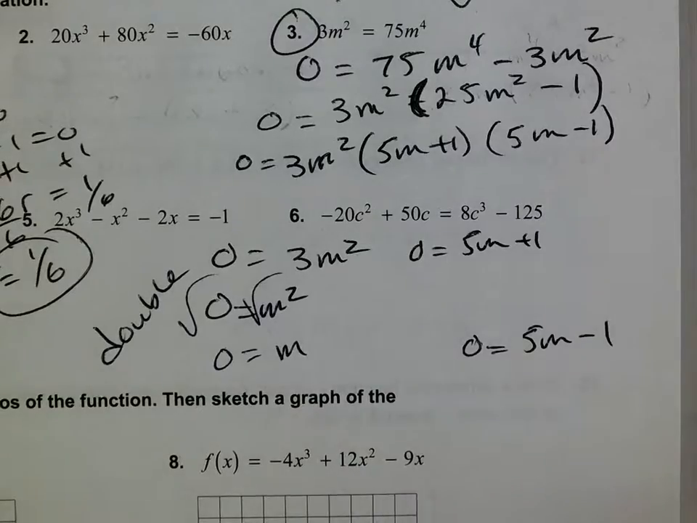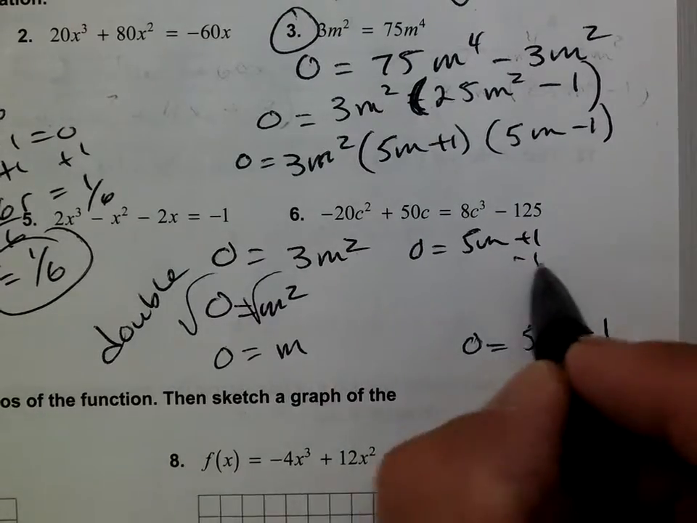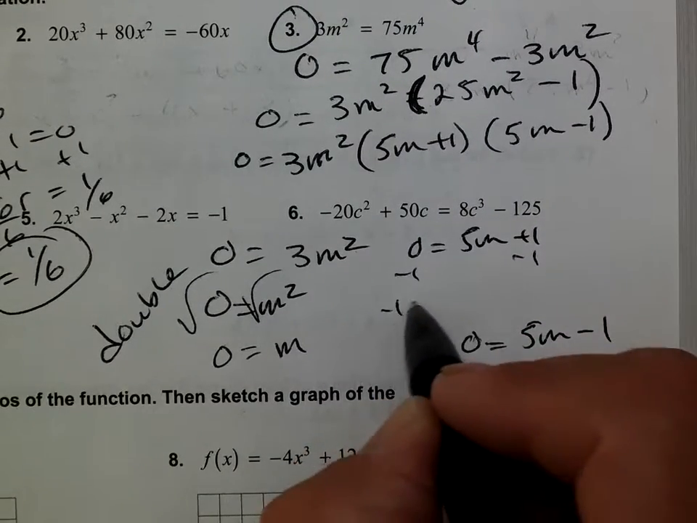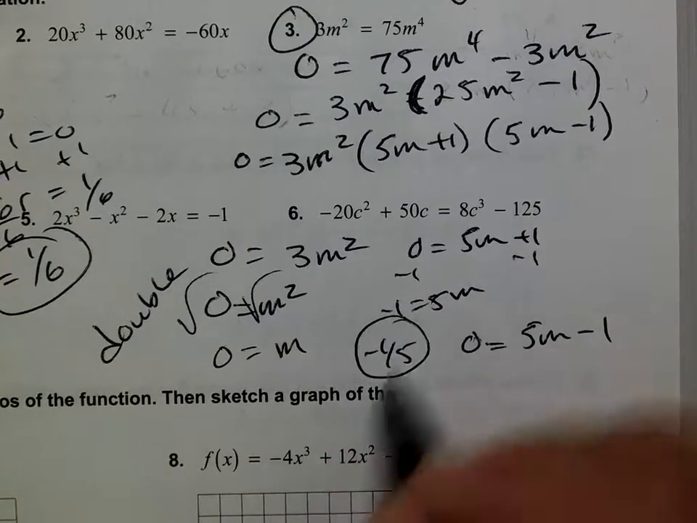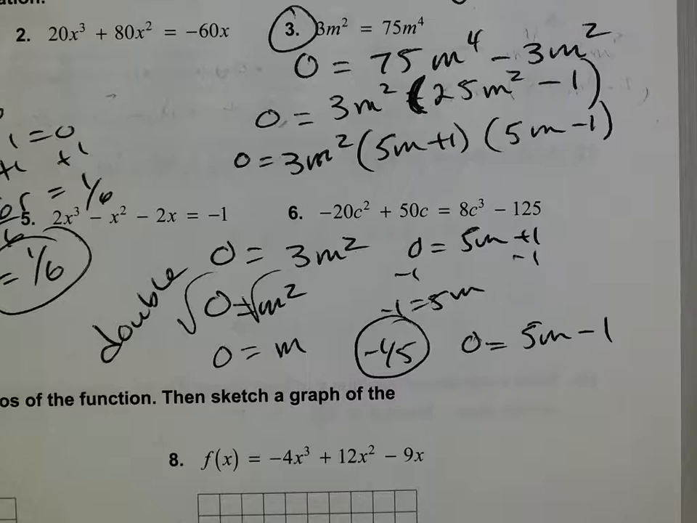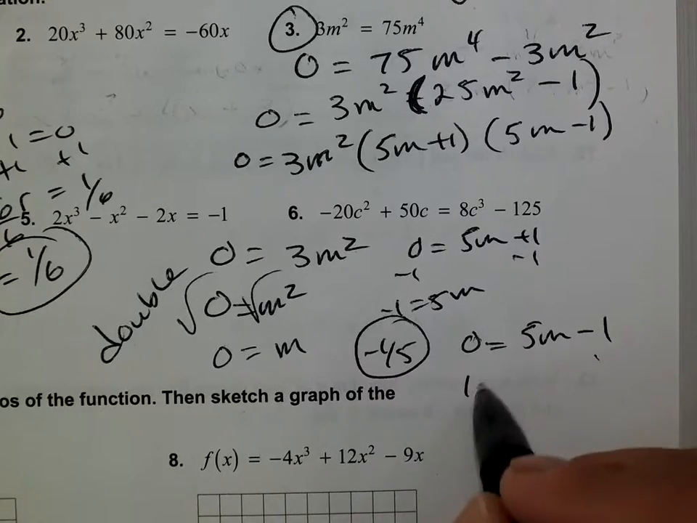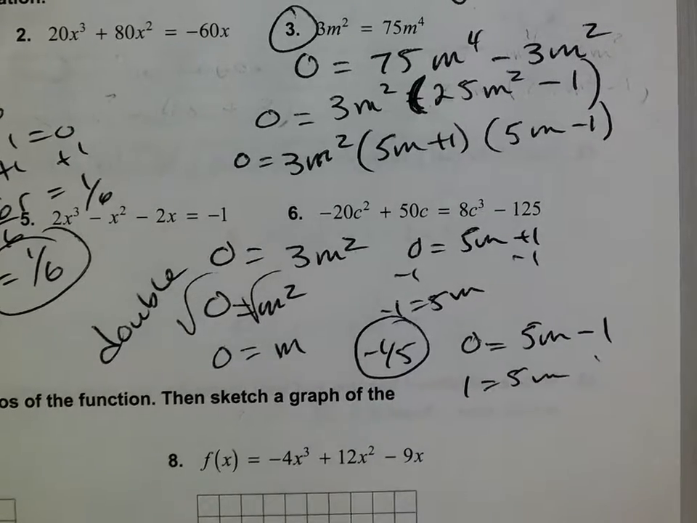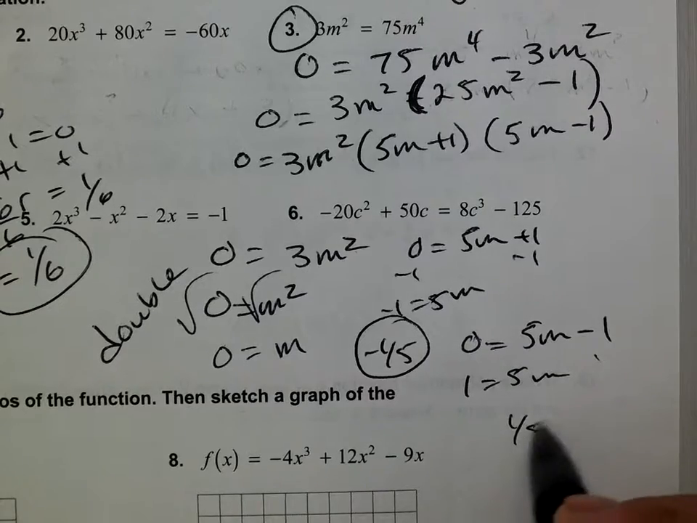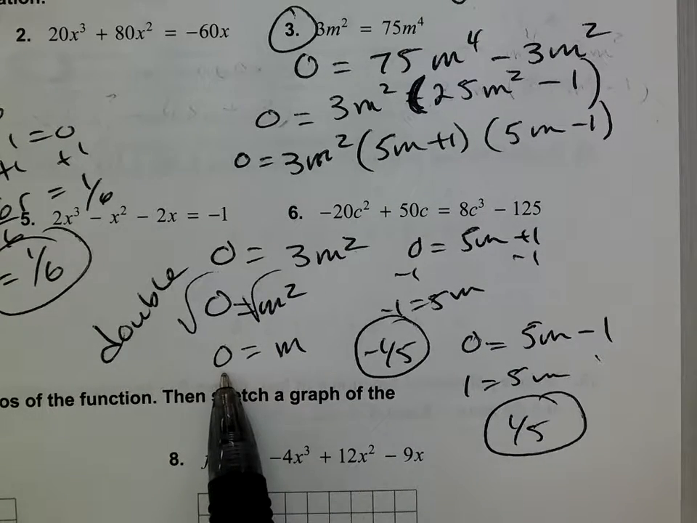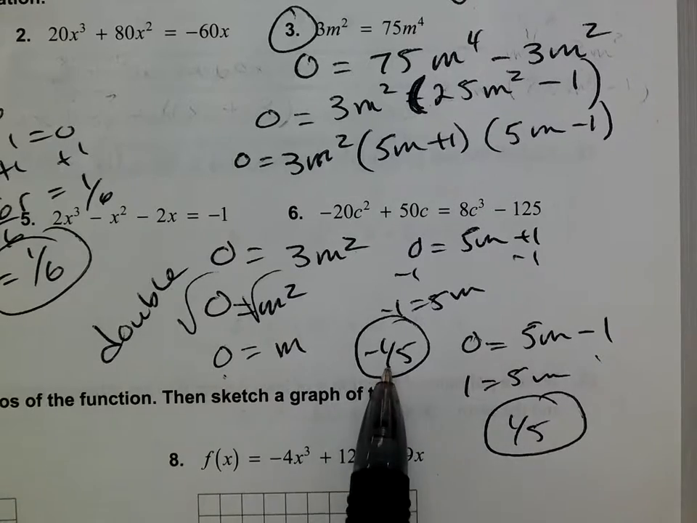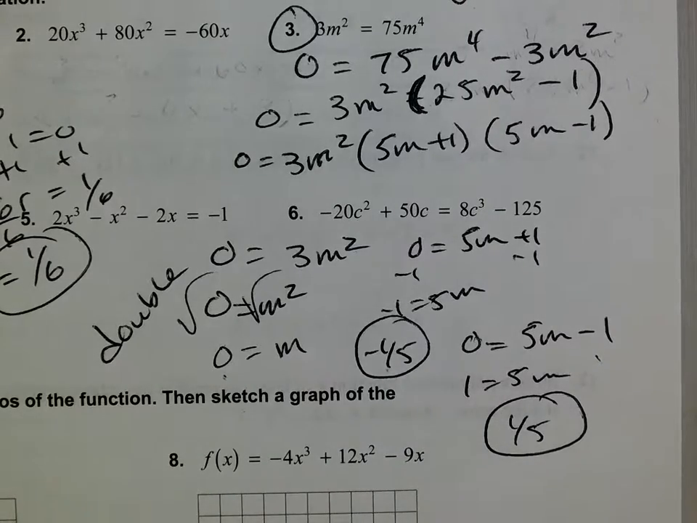0 happened twice. On this one, we'll go minus 1, negative 1 equals 5m. Divide, and I get negative 1/5. That's my other 0. Here we'll go plus 1, divide by 5, and we get 1/5, okay? So, 0, but 0 happened twice, negative 1/5, and positive 1/5, okay?